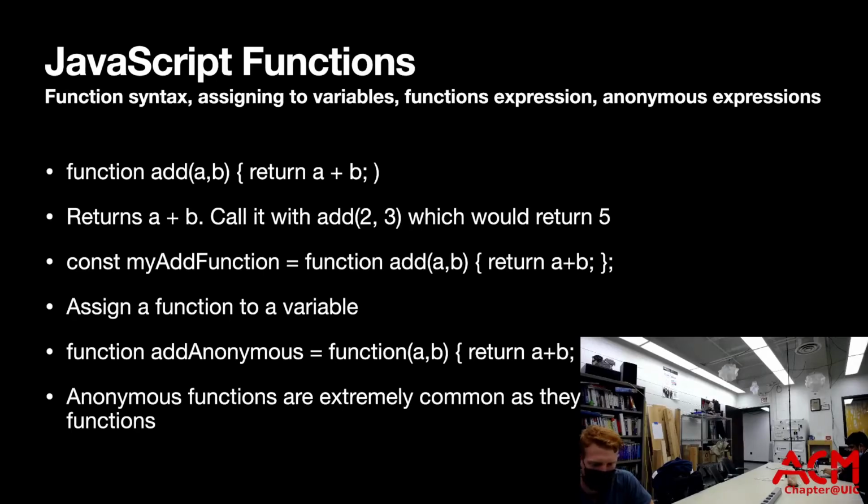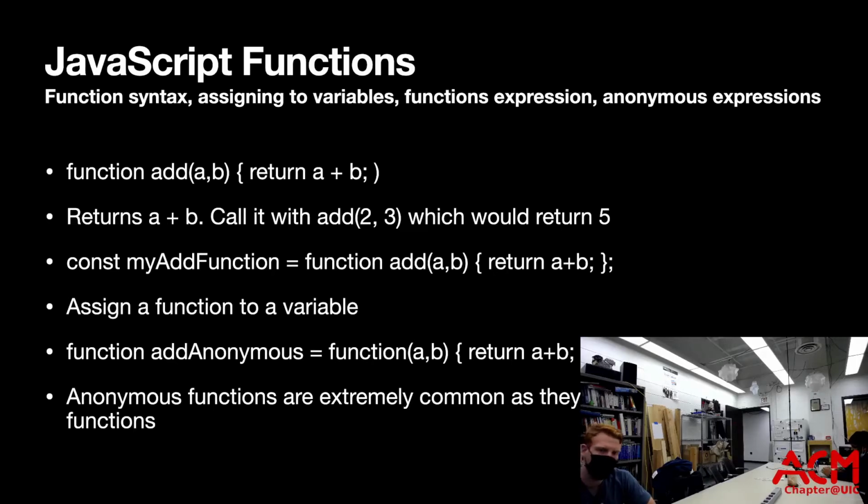Eventually we'll get into Lambda functions in the next meeting. But for now, defining a function is super simple. You write function, the name of the function, and the parameter names, because again, JavaScript is not typed, it is dynamically typed. So you do not need to put the variable type when defining the parameters, and you also do not need to assign a return type. If it doesn't return anything, it'll return undefined. Otherwise, it'll return whatever you tell it to return. So here we're returning a plus b, and you would just call it with add 2, 3, and that would return 5. This is the normal way you would write a function.